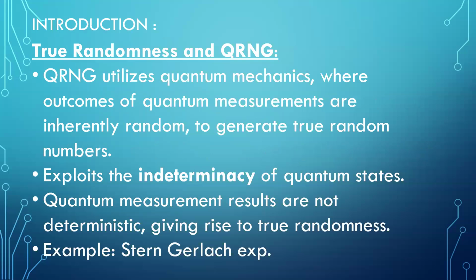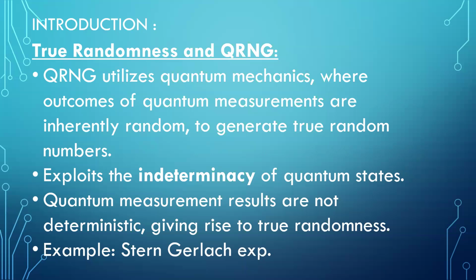Then I come to true randomness and quantum random number generation. So what is quantum random number generation? It utilizes quantum mechanics, where outcomes of quantum measurements are inherently random, to generate true random numbers. It exploits the indeterminacy of quantum states. Quantum measurement results are not deterministic, which gives rise to true randomness.